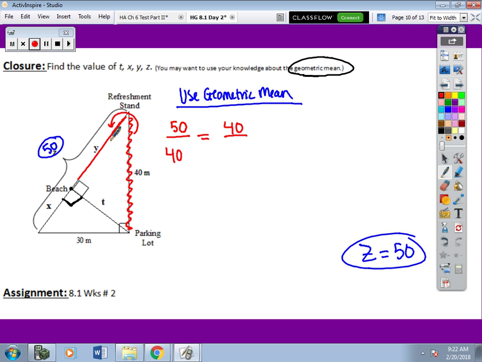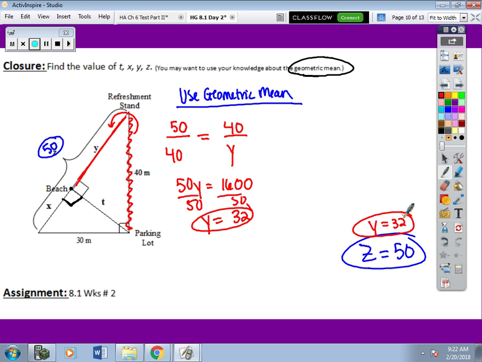Because y is the piece that we need. It's the part that's closest to it, and then the whole thing is 50. But if you did 50 minus x, you would find x then instead of y. So we'll cross multiply, and we'll get 50y equals 1600. Divide by 50, and we will get y is 32. And that's the only time you have to do the geometric mean. From there, you can actually do Pythagorean theorem to find all the other ones. If you want to use geometric mean, though, you could. We can also just do subtraction here, right?